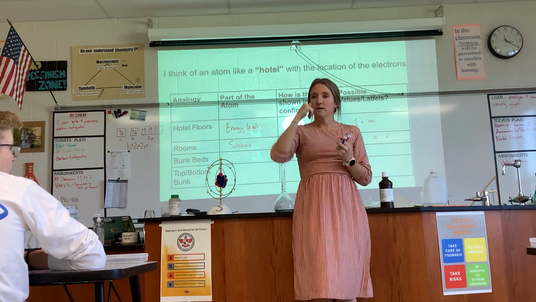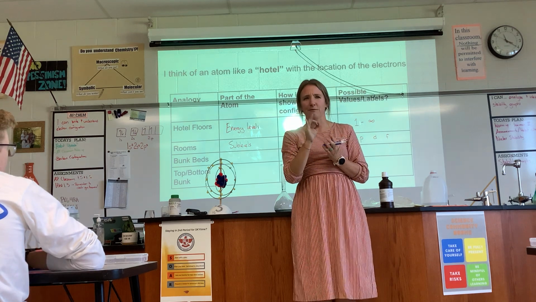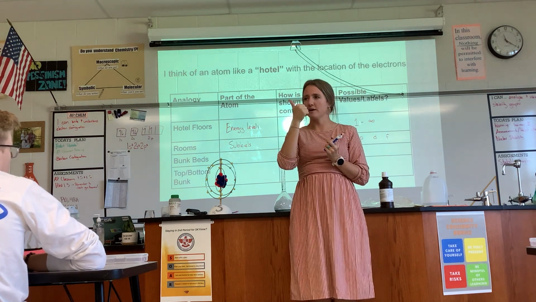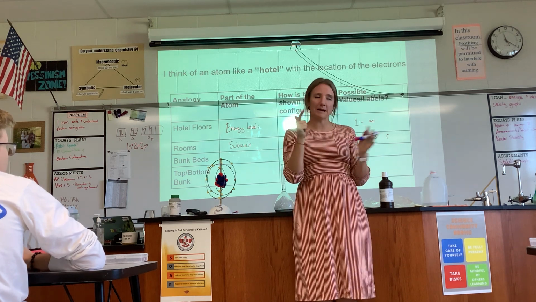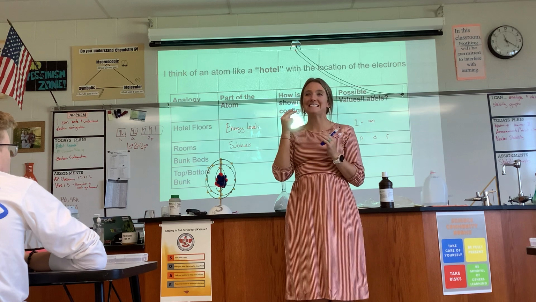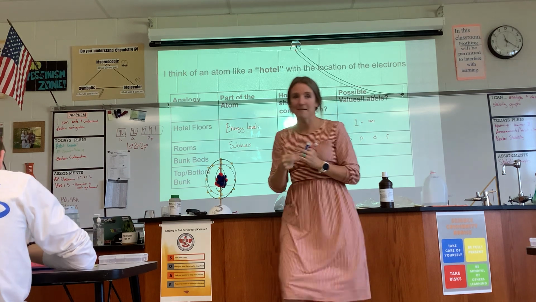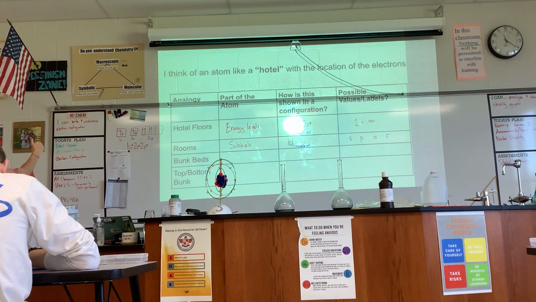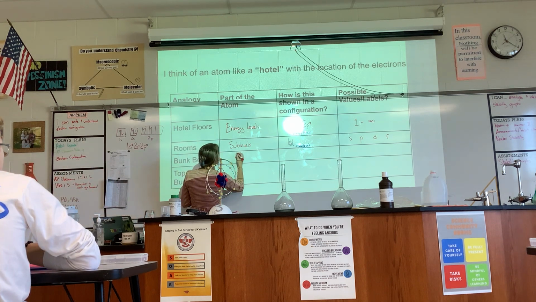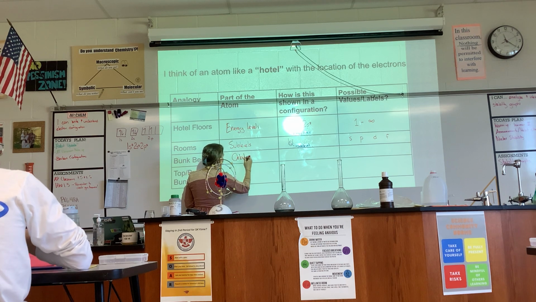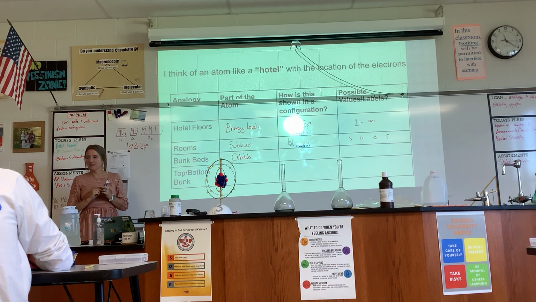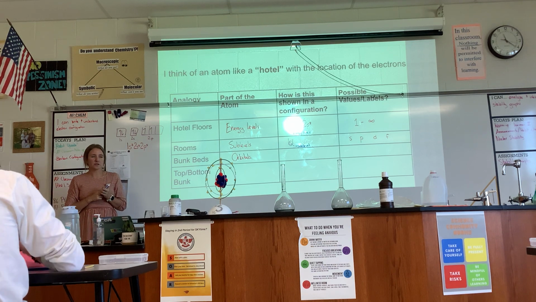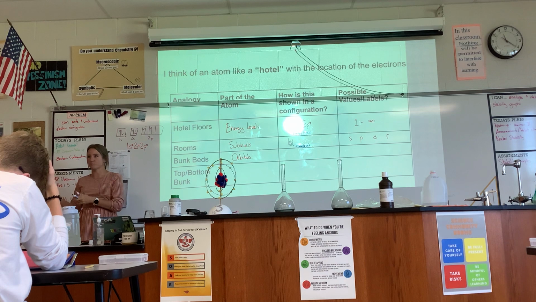Okay, so electron comes. This is a very specific hotel, by the way. You're going to tell them you're on this floor, you're in this room, and inside the rooms, this is a bunk bed only hotel, and you're going to tell them exactly what bunk bed to sleep in. So the bunk beds are inside the sublevels that are inside the energy levels. And these are called orbitals. So the orbitals are like bunk beds in the room.